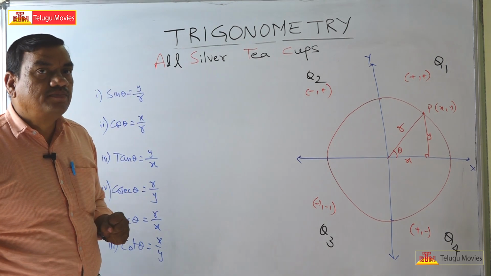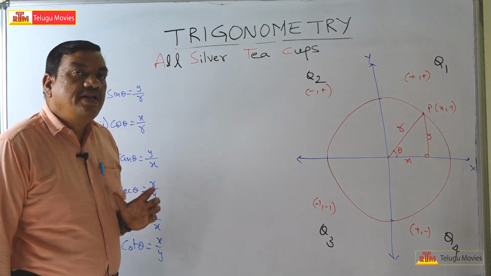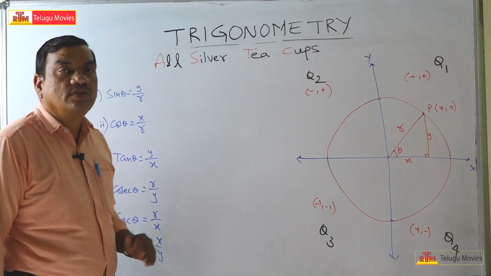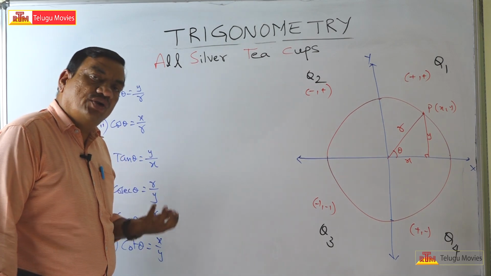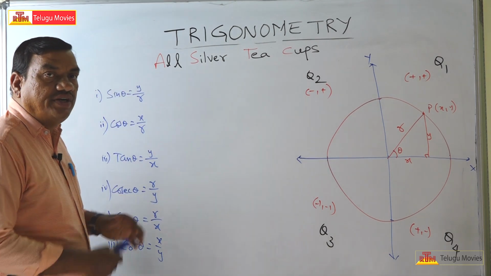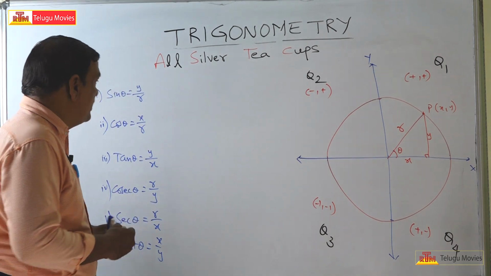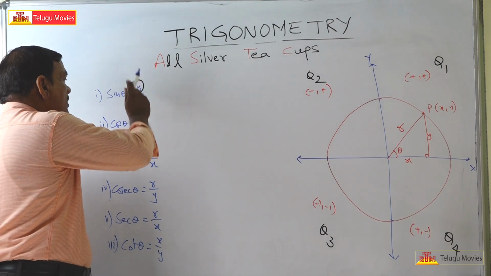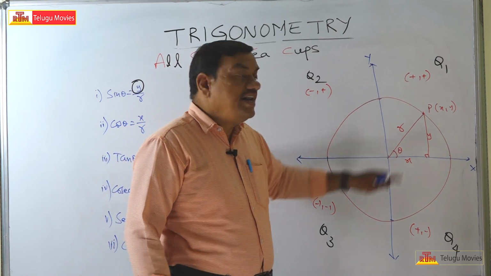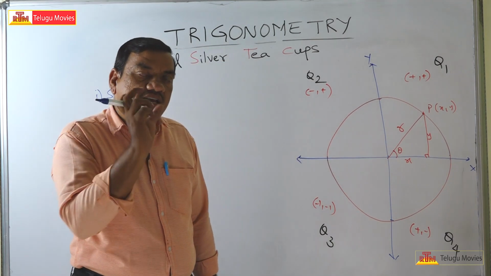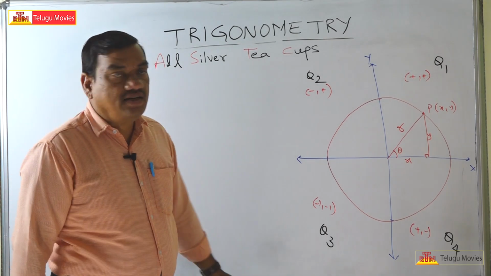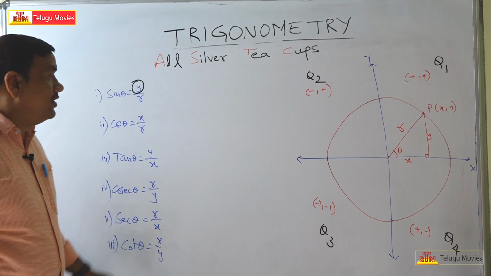Concentrate on sin theta. I told you the domain of sin theta is the set of real numbers and the range is from -1 to 1. From -1 to 1, negative values are there, positive values are there. That negativity or positivity depends upon the value of y, not on the value of r. Why? Because r is the radius of a circle, it is always a positive quantity and it is fixed for a fixed angle. So it depends upon the y value, not the r value.